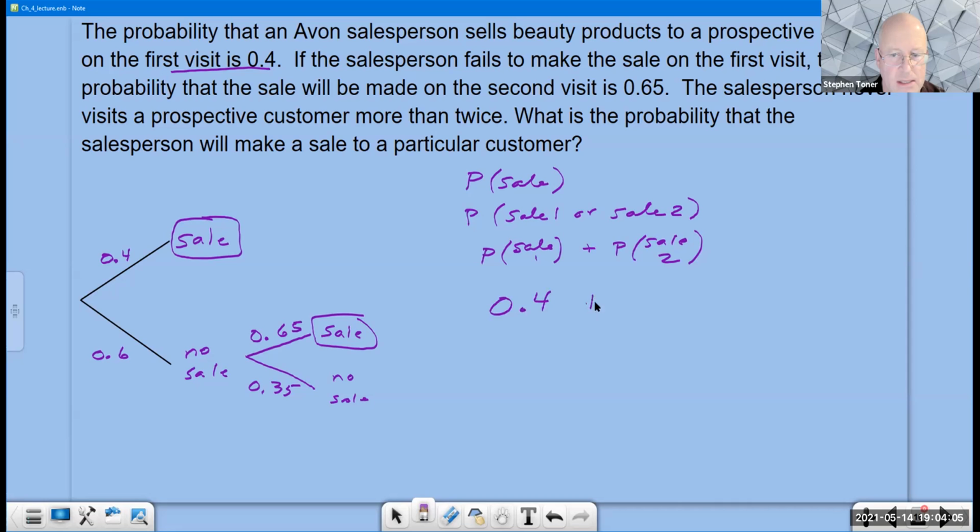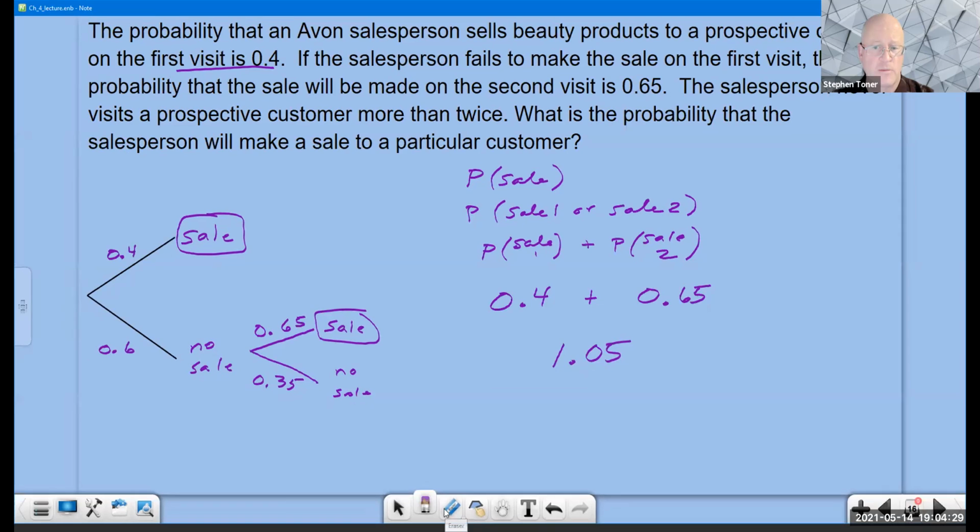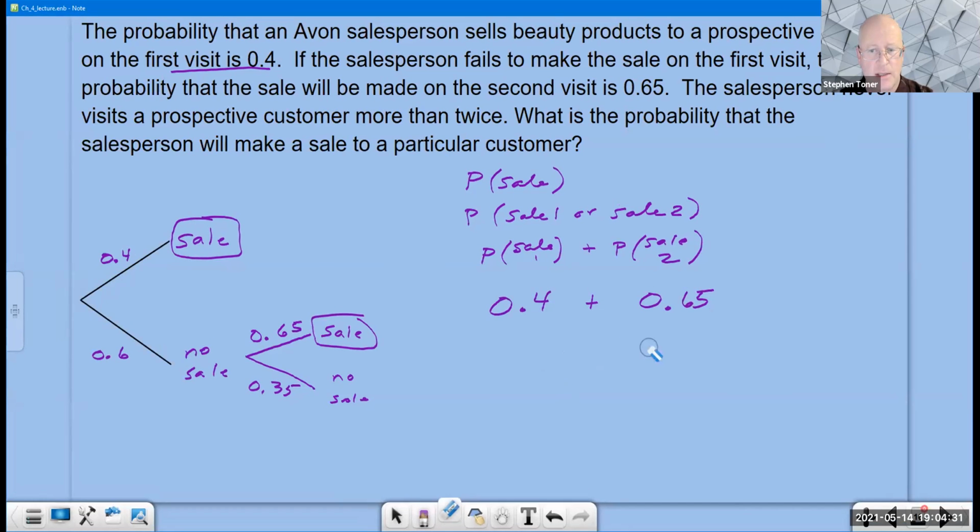Plus, now the probability of a sale on the second event, a lot of people write down 0.65 there. And if you do that, you say, oh, okay, great, I'm done. But you add these together and you get 1.05. And at that point, you go, womp, womp, womp. Something is wrong here. You cannot go over 100%. And I'm going to tell you that that probability of 0.65 is not correct.